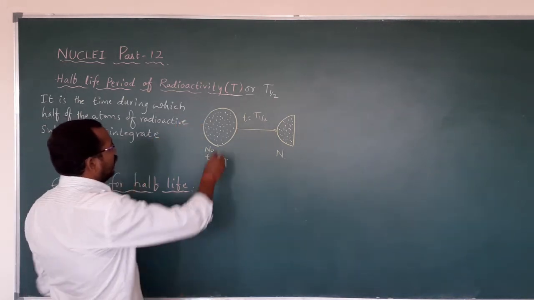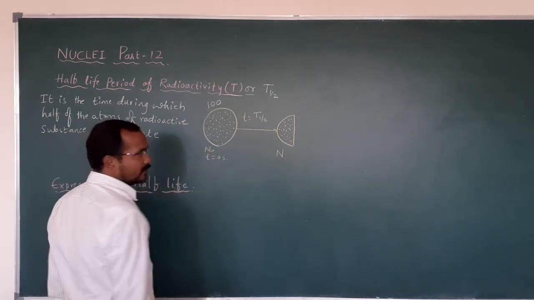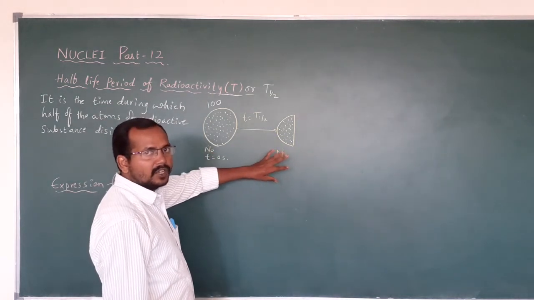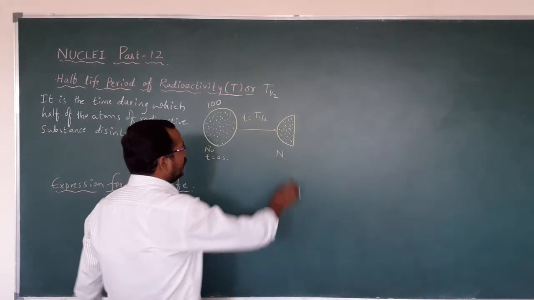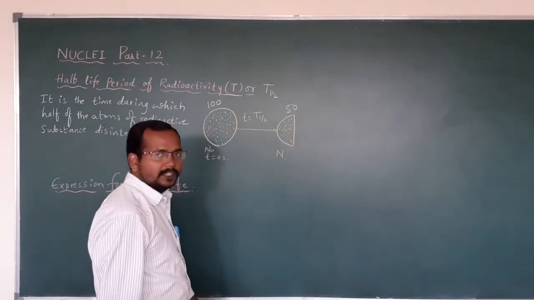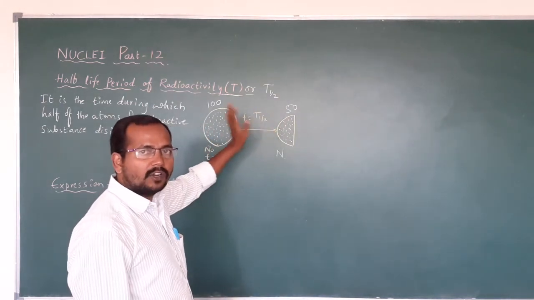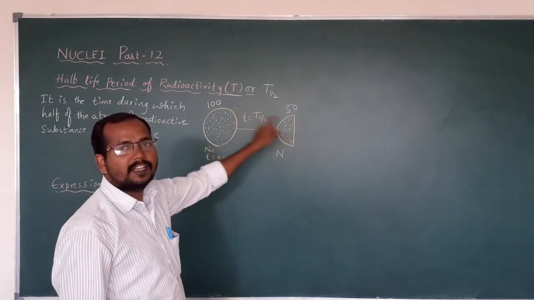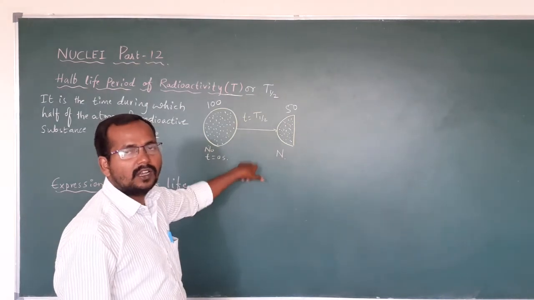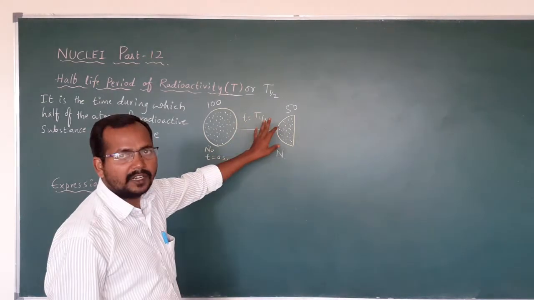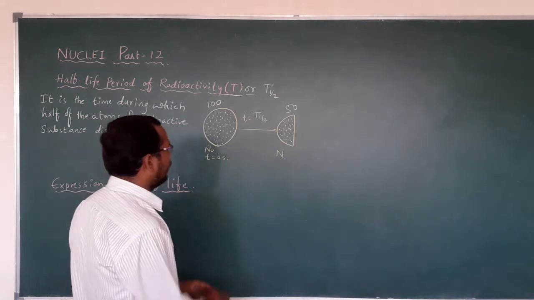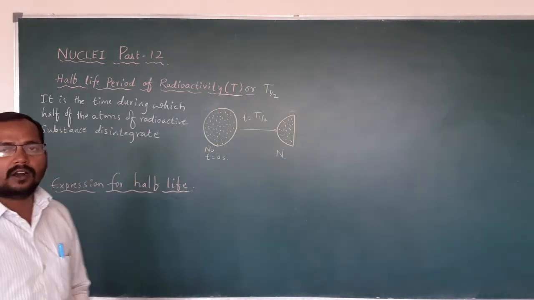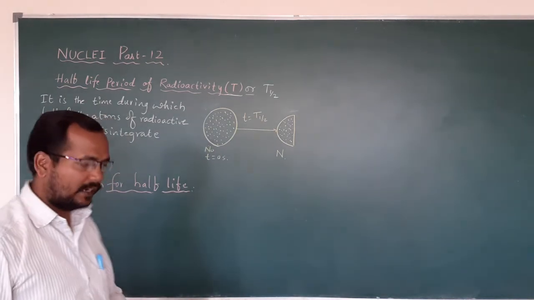See here. Here it has 100 atoms, and to disintegrate 50 atoms, how much time does it take? And the remaining is half, that is 50. Out of 100, 50 disintegrate, how many remaining? 50 atoms remaining. And how much time does it take to disintegrate 50 atoms? This is called the half-life period of a radioactivity. You can define it like this also. So now we'll derive the expression for the half-life period of a radioactivity.